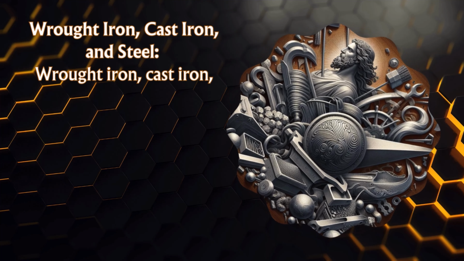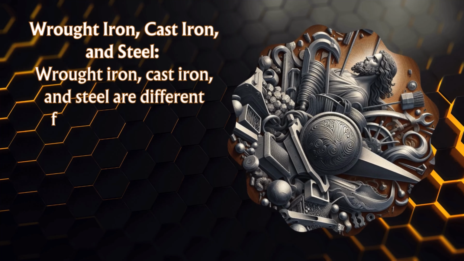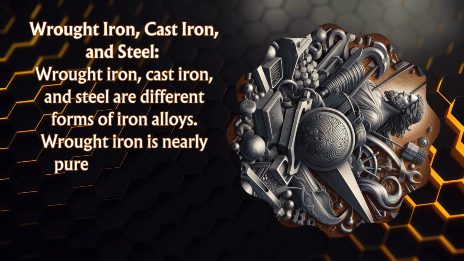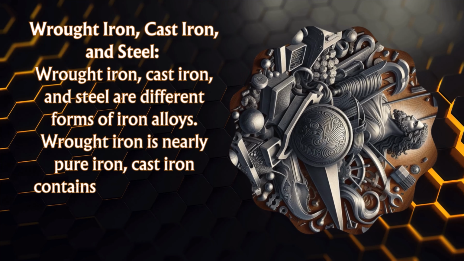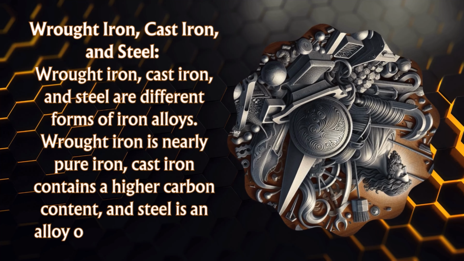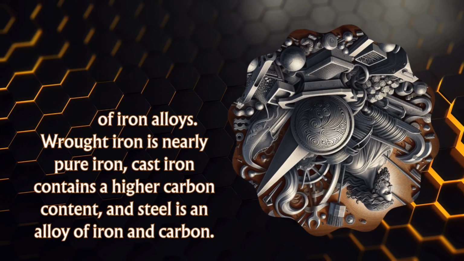Wrought iron, cast iron, and steel. Wrought iron, cast iron, and steel are different forms of iron alloys. Wrought iron is nearly pure iron. Cast iron contains a higher carbon content, and steel is an alloy of iron and carbon.